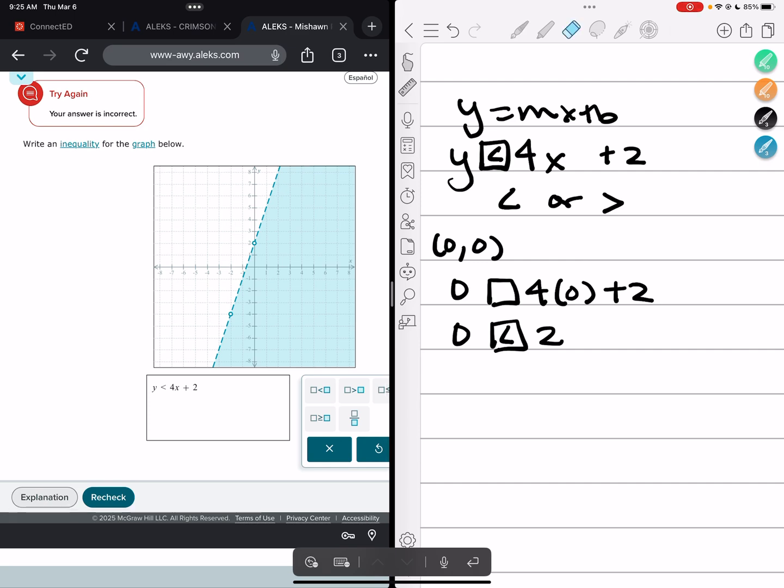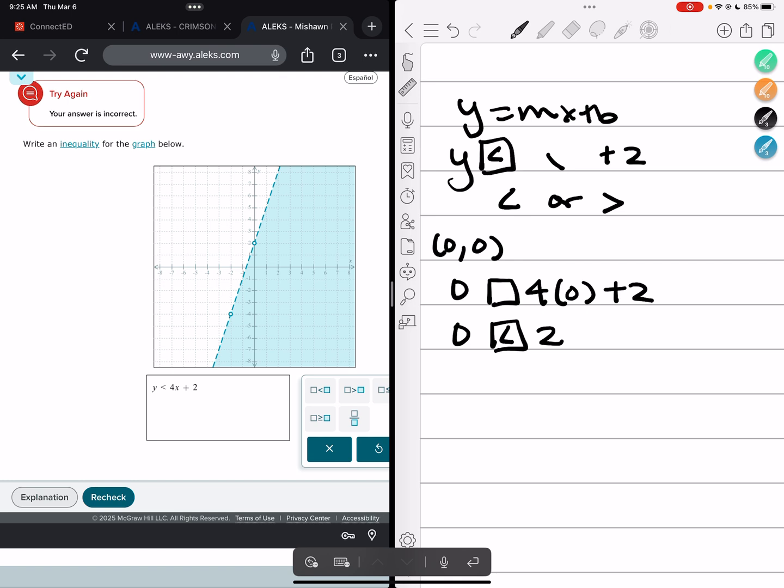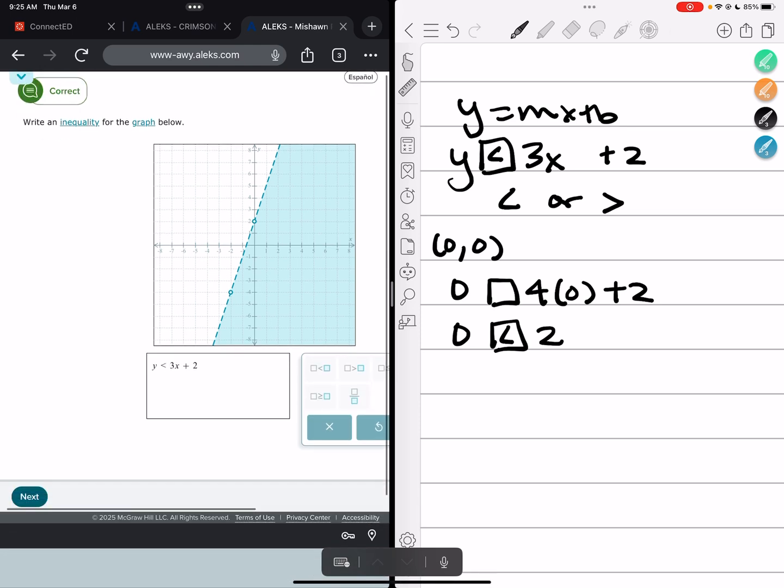Oh, that's my bad. Sorry, I only went up 6 and over 2, so this should have been a 3x instead of a 4x. So all of the steps were the exact same, I just typed the wrong number in, okay?